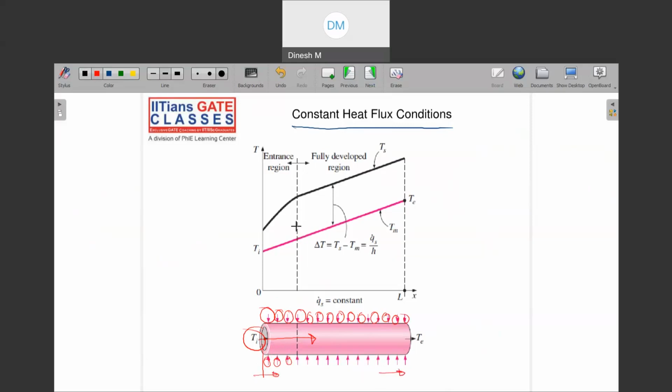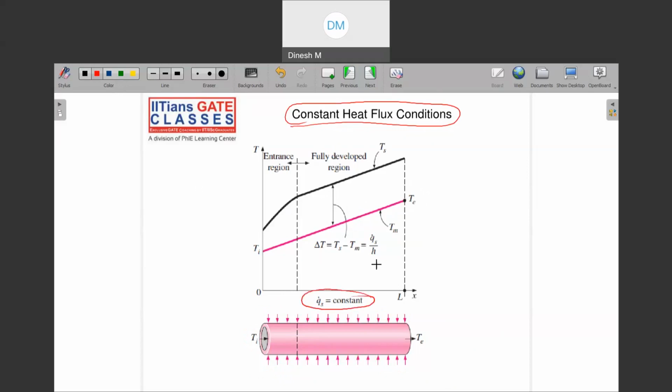Then if I try to draw the temperature variation, can you see that I have entered at some temperature, and then my temperature has started significantly rising? Yes or no? Yes. So this is the case of constant heat flux condition. In constant heat flux condition, one thing which is constant is that you are providing constant heat flux, and when you are providing constant heat flux, then your surface temperature is not constant, rather it is increasing. Yes or no? Yes. So this is the case.